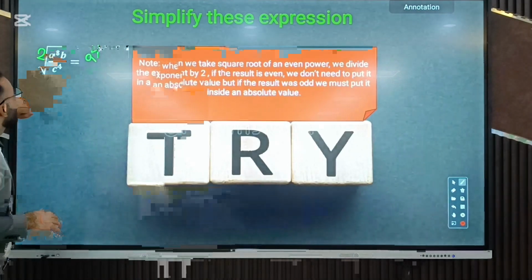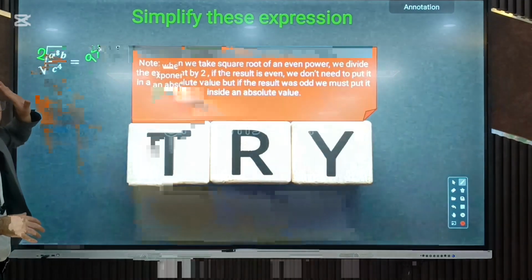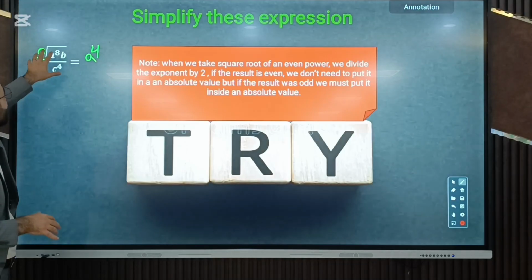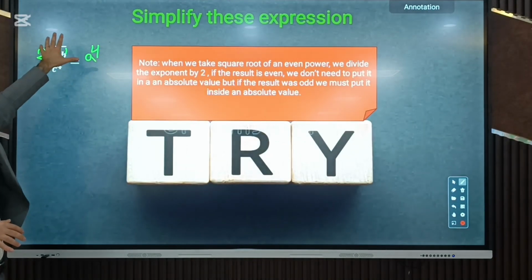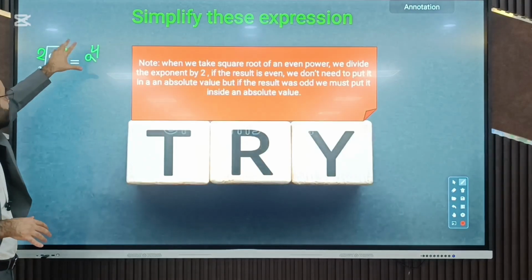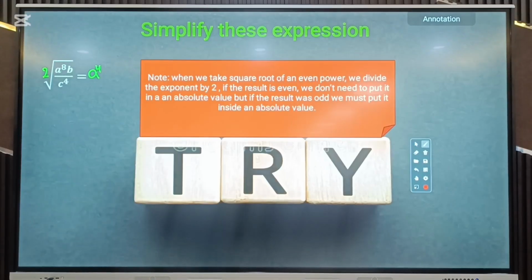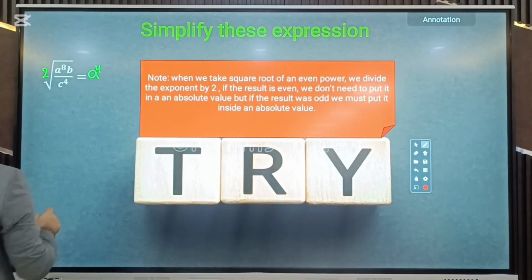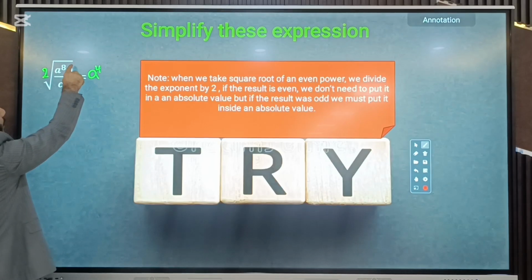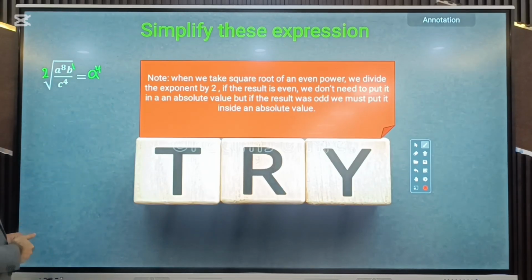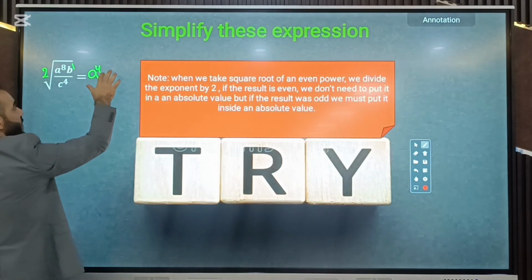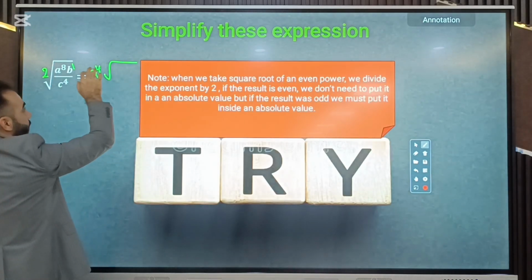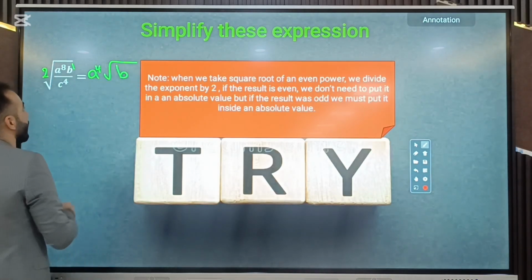Okay, how about this one? b cannot come out because its exponent is not divisible by 2. b's power is 1, so it can't come out. Therefore, it's going to stay under the root, b to the power of 1.